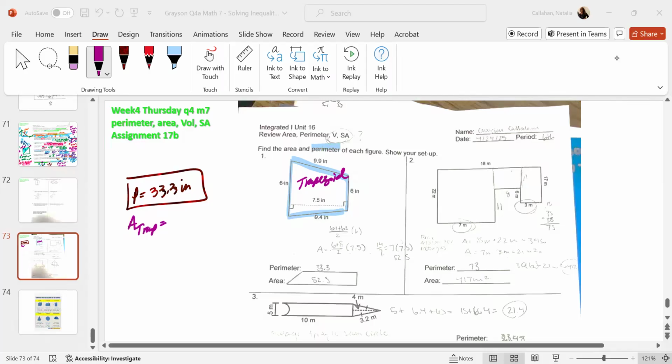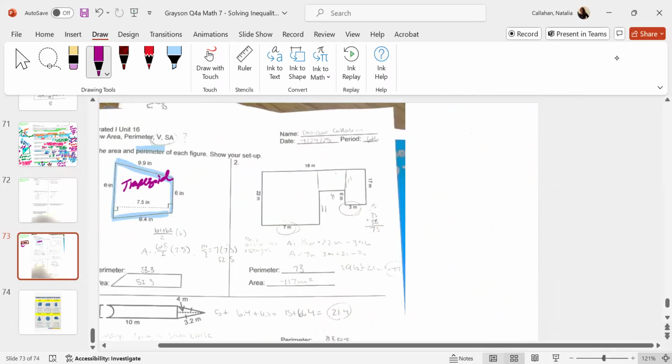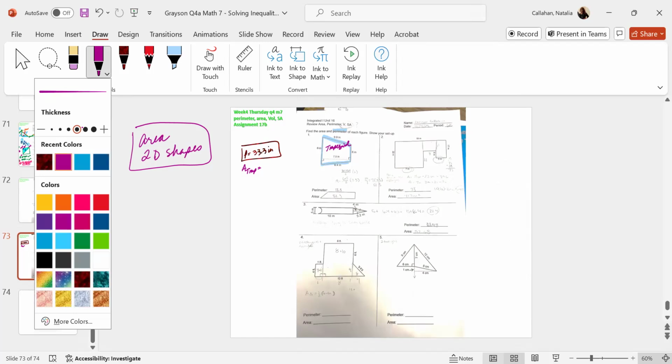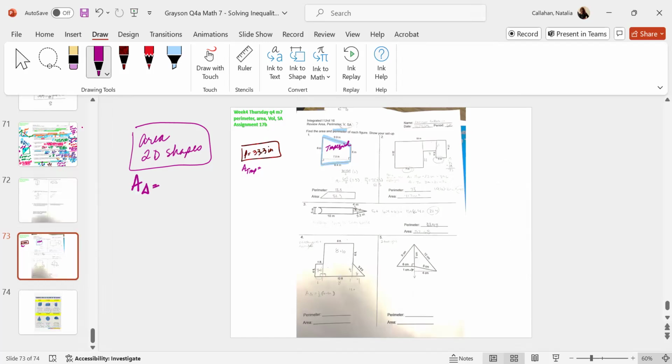On your paper, you should go ahead and write this down, okay? Part of it is just the area, and these are 2D shapes. So that's going to be the title, correct? On that, you should put area of a triangle, and make sure you write down the formula for that. Area of a square, area of a rectangle, area of a trapezoid.